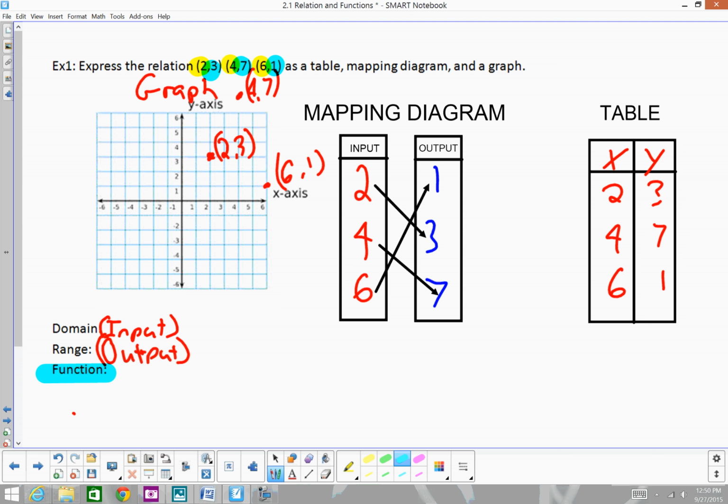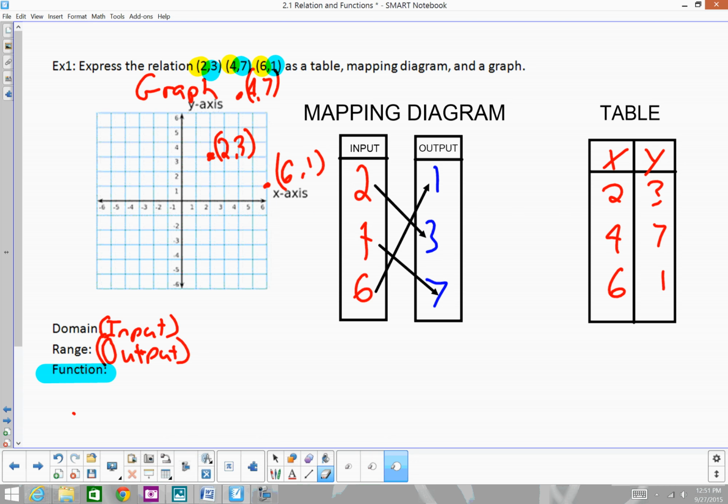An easy way to look at it as a graph is that if you have points that lie on top of each other, like such, say if I had 6 comma 1 and there was another value like 6 comma negative 2 here, see how they lie on top of each other? In that case, you have double X values that output different Y values, so it would not be a function.